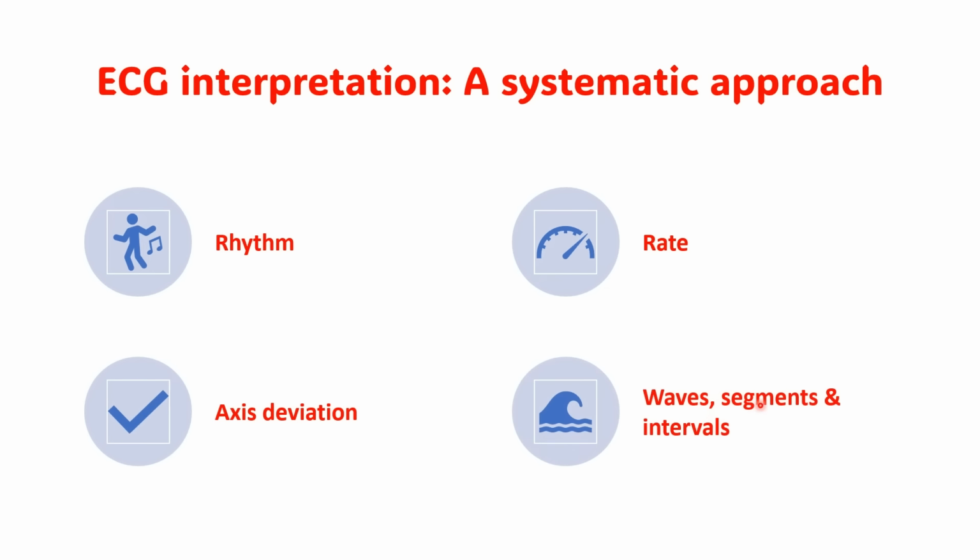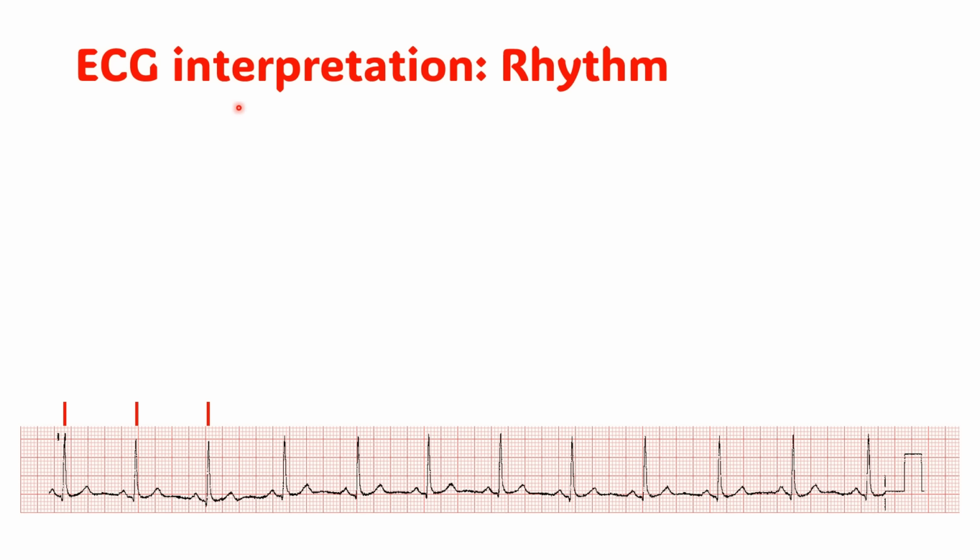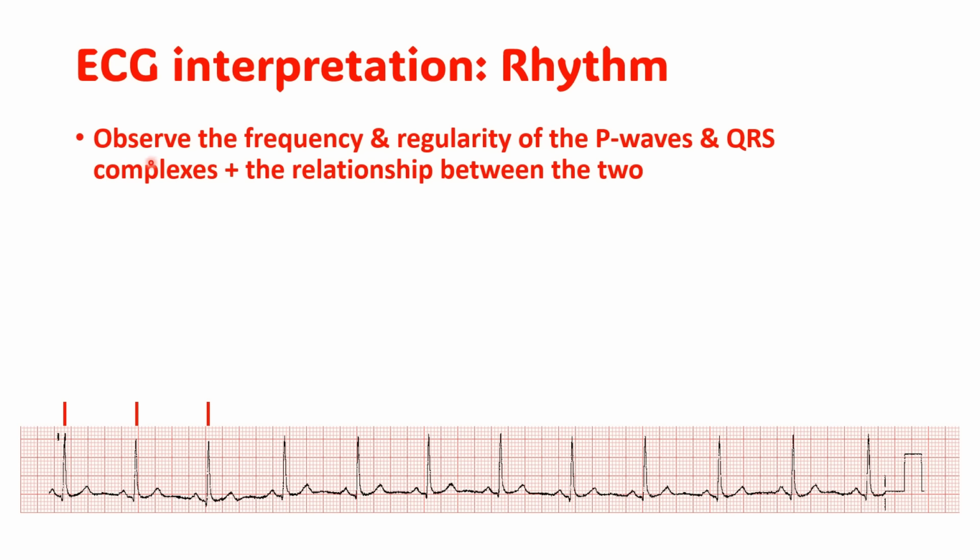All right, so let's talk about how to interpret the ECG rhythm. We want to observe the frequency and regularity of the P waves and QRS complexes. We also want to look at the relationship between the two. We want to use the 10-second rhythm strip, which remember is lead 2.